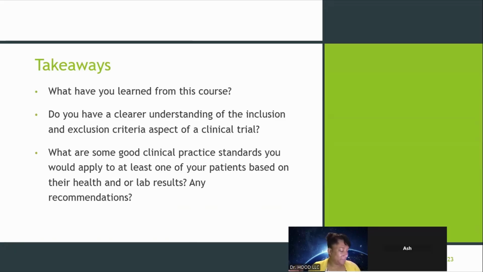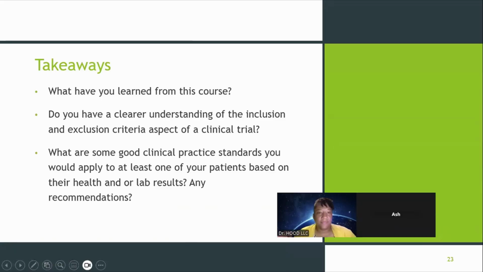Absolutely. Of course, it was a good refresher course for the inclusion exclusion criteria. It's really important to read between the lines, because just because the PI said the subject qualified does not really mean that, and it could be a PI oversight. So as a CRA, you really have to do your research, review, and verify. I do have a good understanding of the inclusion exclusion and how to proceed with patients based on case by case, applying it to patients based on their health and lab results.